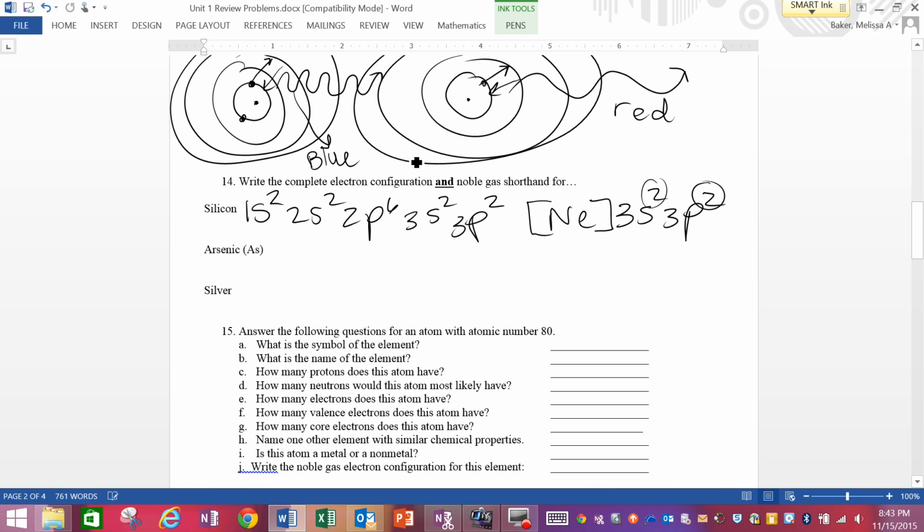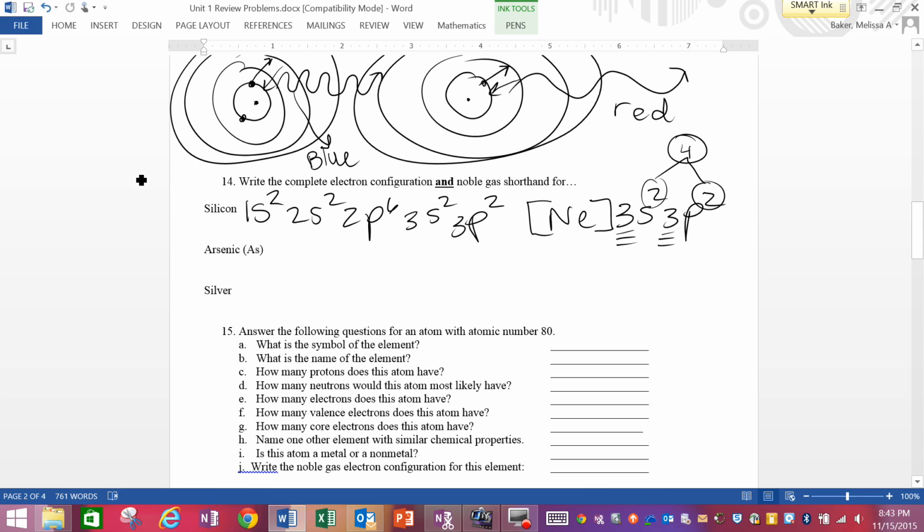Notice that the outer shell must be the third shell. It's the biggest number out front. And there are 4 electrons in the outer shell, which all makes sense because silicon is in group 4A. So it has 4 valence electrons.